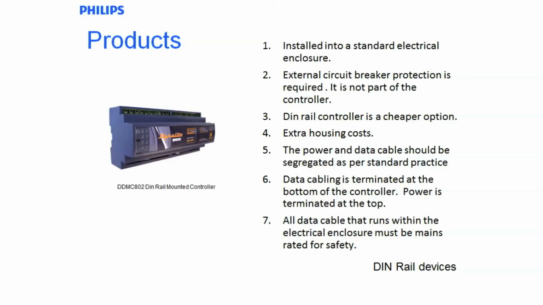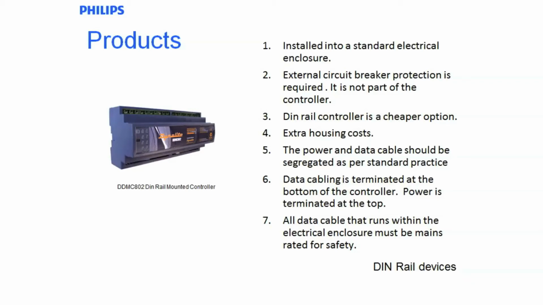So if we look at typical products such as DDMC 802, it has a 16 amps supply circuit to it, but each output is fused at 6.3 amps, enabling us to drop to 1 mil cables for residential type applications. This is not applicable in commercial applications because you cannot use 1 mil cable. The DIN rail controllers are the more economical option, but then you have to add the additional housing.